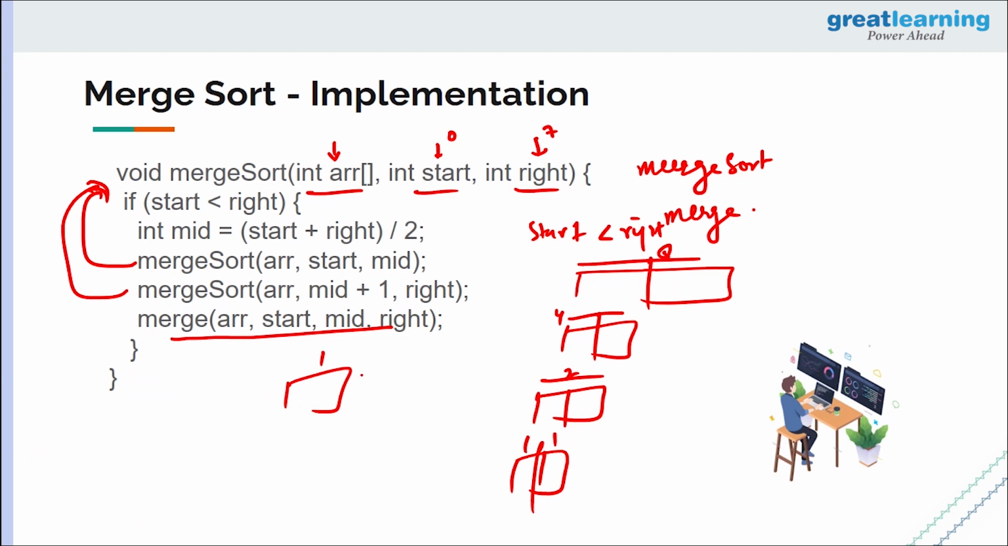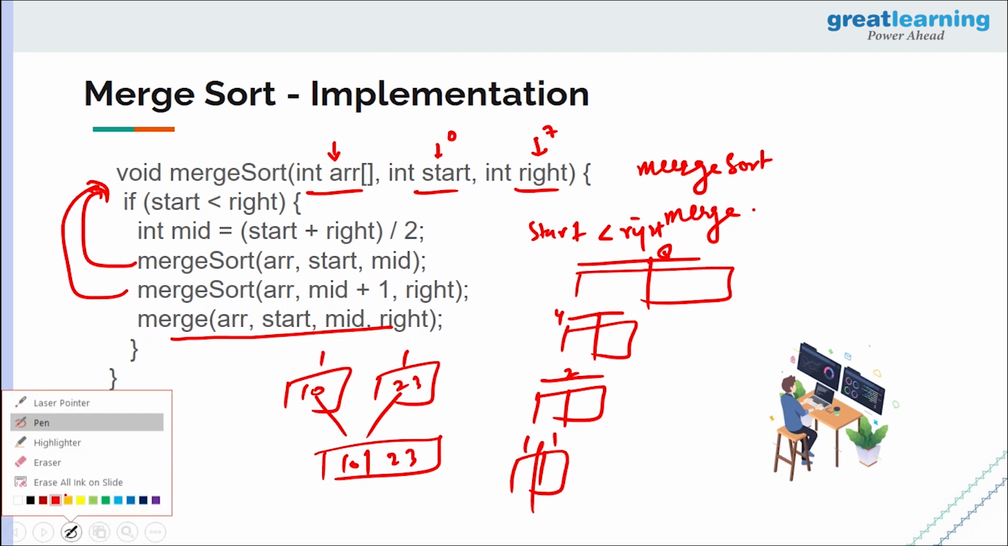Now when you have these single elements each, and these are sorted, then you will be calling your merge function on this, and you will be sorting them in a single array. In this case it was, I guess, 10 and 23. Now it will be sorted to 10 and 23, right? So this is how you implement your merge sort. Obviously we know how recursion will occur, right?